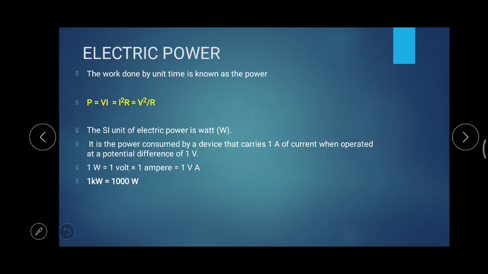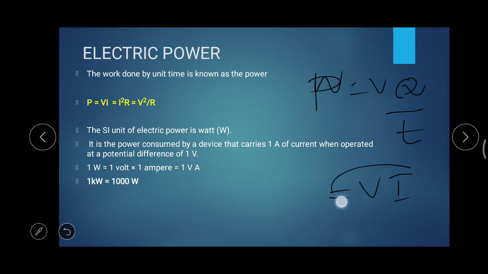Now come to electric power. Actually, we have already derived electric power when we discussed the heating effect, the heat energy. Power P is equal to W by T, where W is equal to V into Q. Hence V into Q divided by T is equal to power, and that is equal to VI.